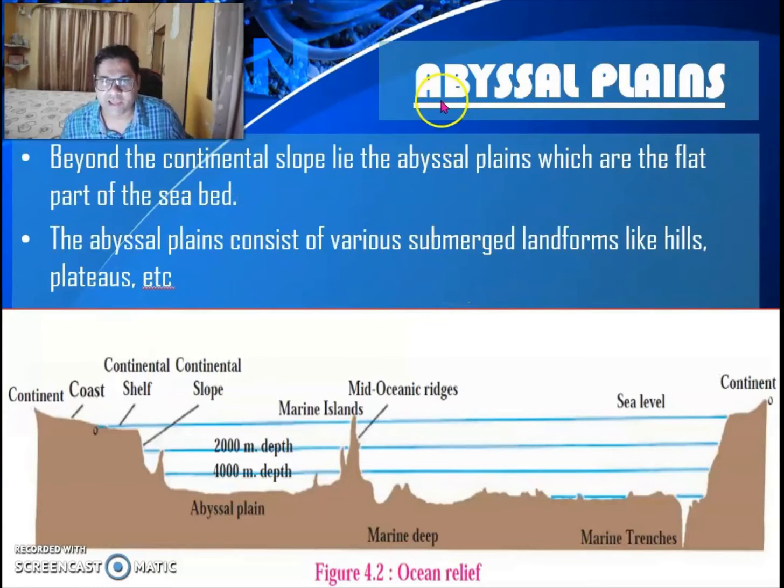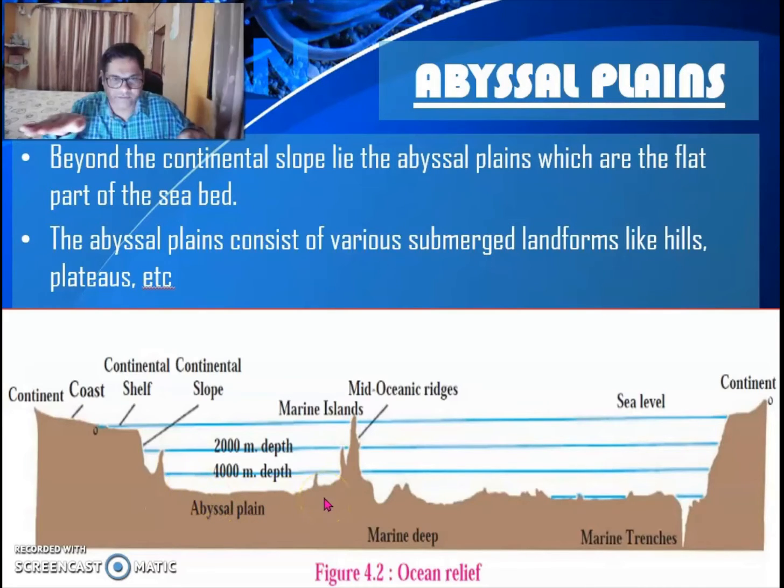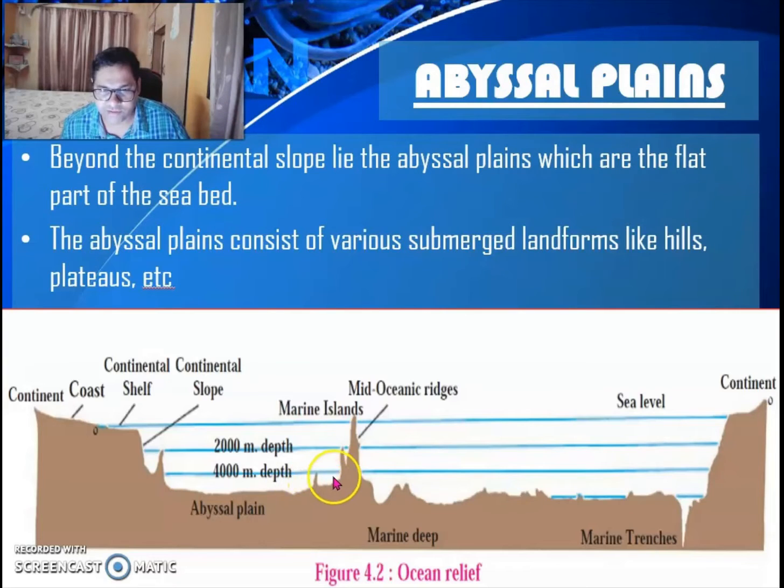Next, we have the abyssal plains. Over here, abyssal plains. Beyond the continental slope lie the abyssal plains, which are the flat bed. This is a flat part of the seabed. It's fully flat. The abyssal plain consists of various submerged landforms like hills, you can see, plateaus. All these are found on the abyssal plain.